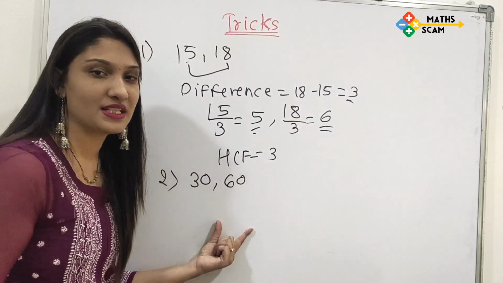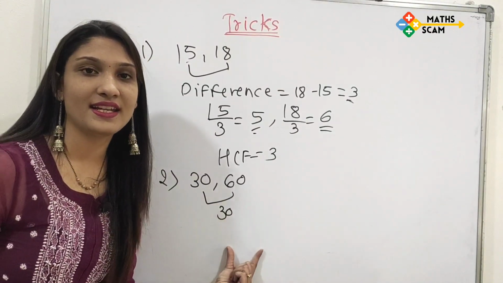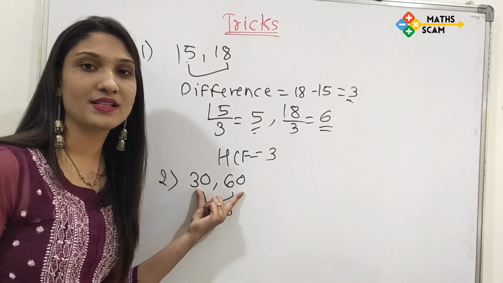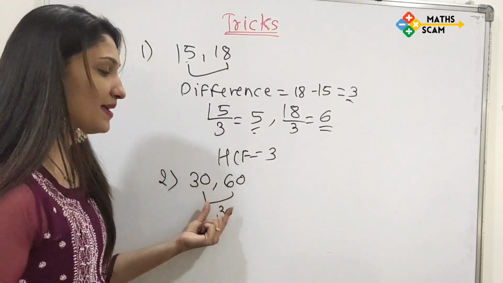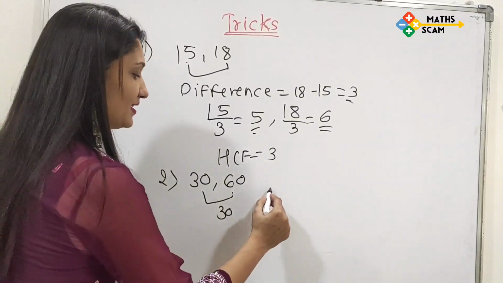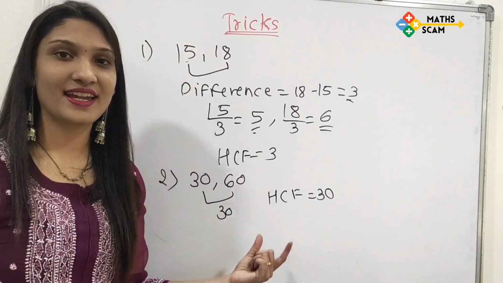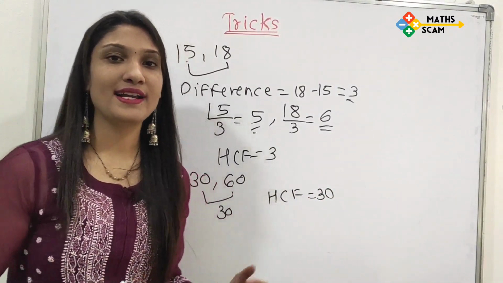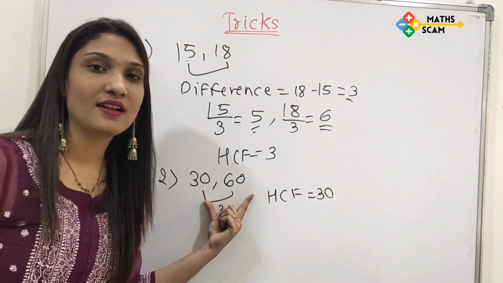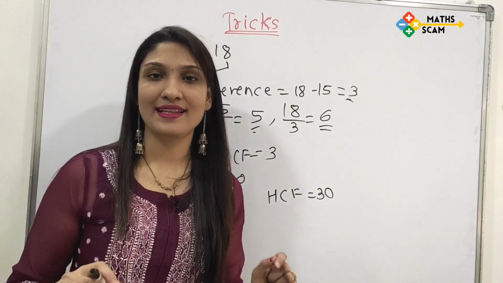Next we'll see one more example, 30 and 60. The difference between these numbers is 60 minus 30, which is 30. Check whether, if we divide both numbers by 30, we get exact numbers. 30 by 30 is 1, 60 by 30 is 2. That means the HCF is 30. What you need to do is find the difference between both the numbers. If the difference can divide the given numbers exactly, then that will be your HCF.